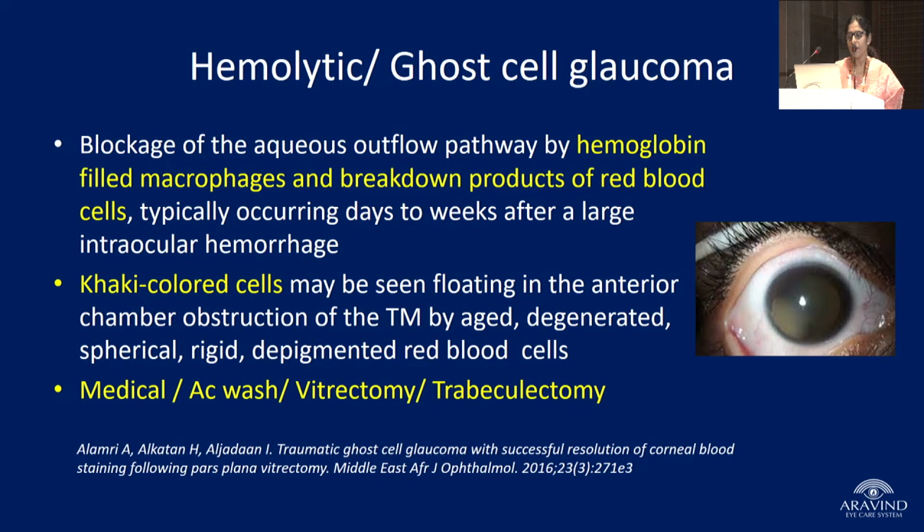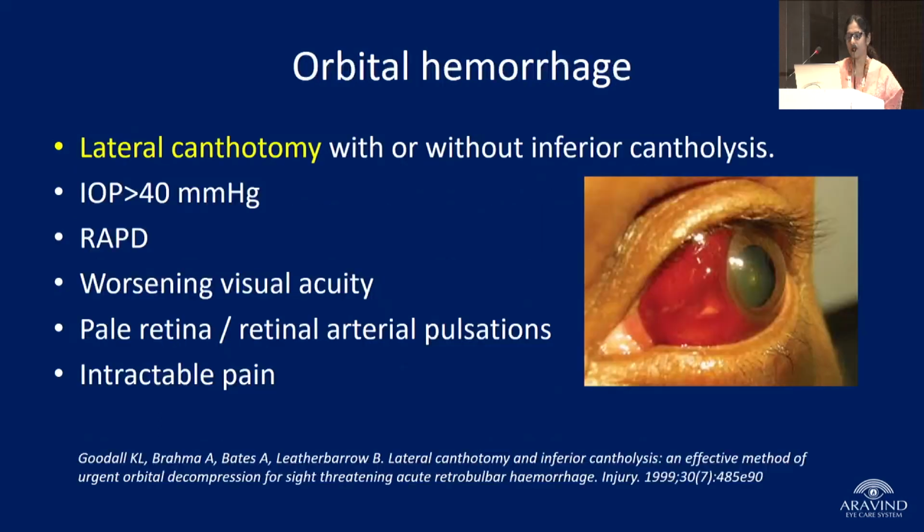Hemolytic or Ghost cell glaucoma is all because of hemoglobin-filled macrophages or breakdown products of red blood cells that obstruct the trabecular meshwork. Here you do a simple medical treatment, or you might have to think of AC wash, vitrectomy, or trabeculectomy.